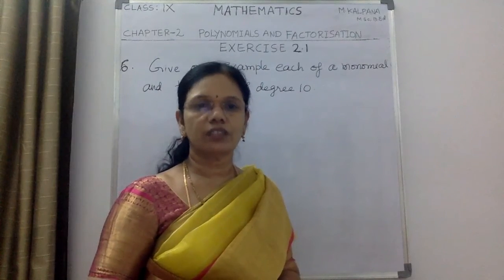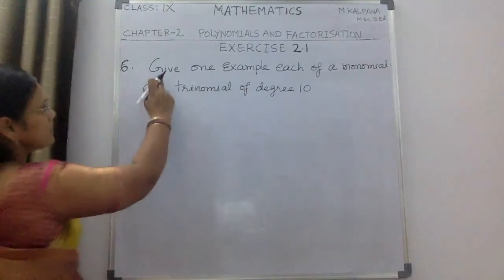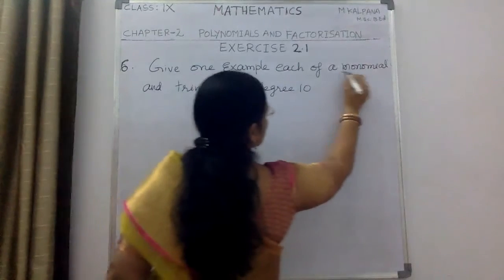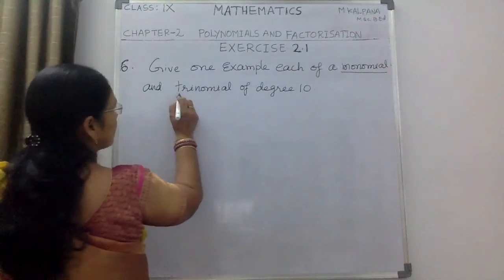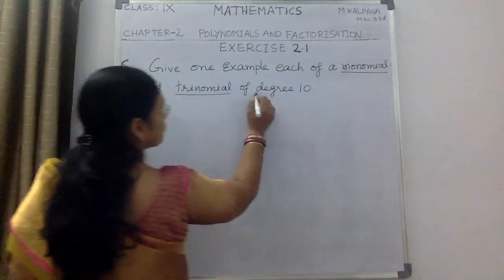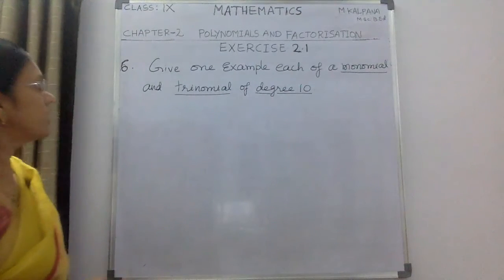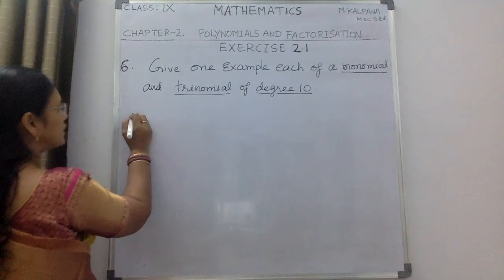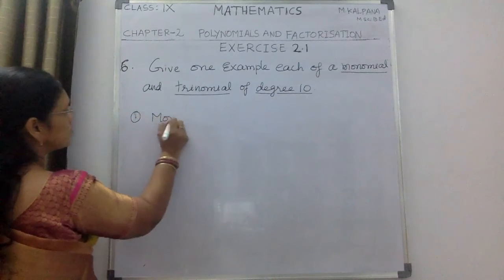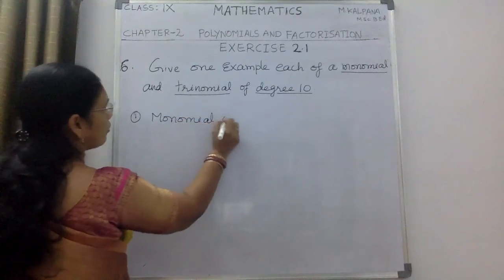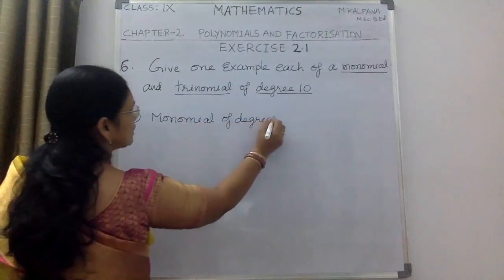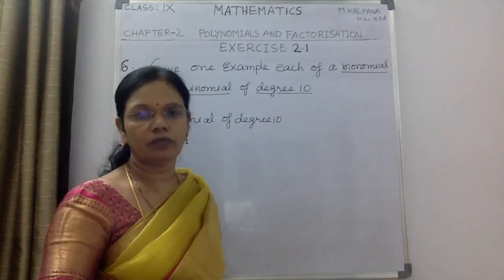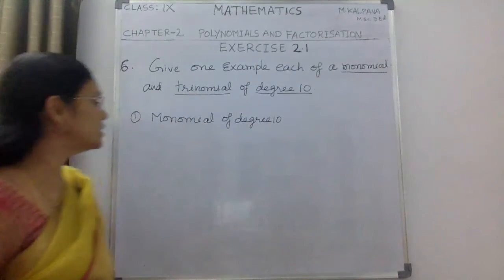The last question, the sixth question given in exercise 2.1, is: give one example each of a monomial and a trinomial of degree 10. So one expression should be a monomial and another expression should be a trinomial of degree 10. We have to give an example for each. Monomial of degree 10. Give me an example, children. What is the condition here? It should be a monomial. Monomial means a polynomial with one term.